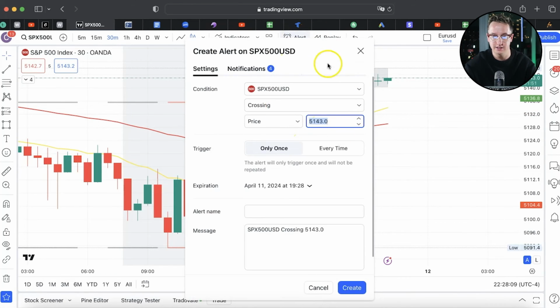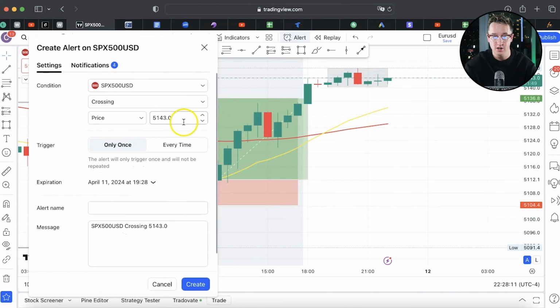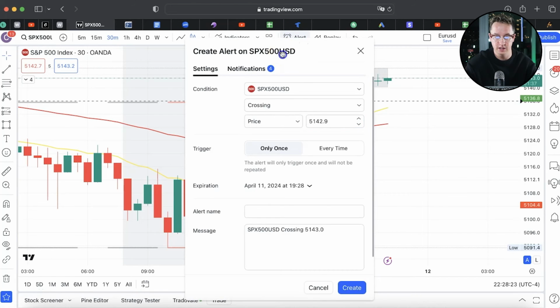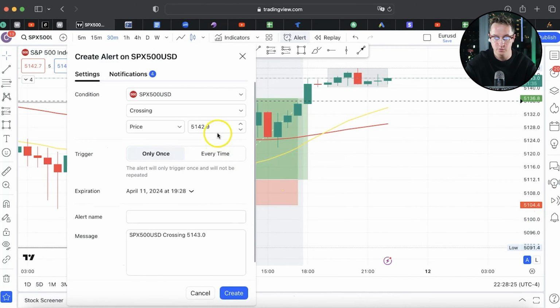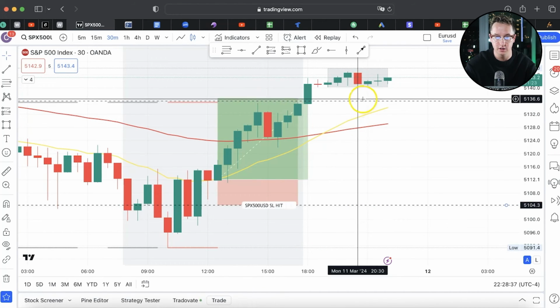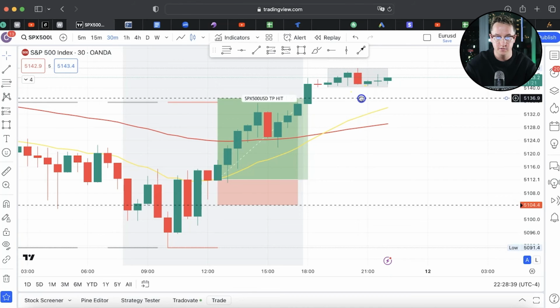Once I have my trade set up and I'm in real time, I'm going right here and I'm putting 51.36. And I'm going right here and putting TP hit. Create. Then I'm going to get the alert again. Stop loss 51.04. Stop loss hit. Create. And I can drag this if I want to put it on even more accurately. Just like that. So now I have these alerts set.